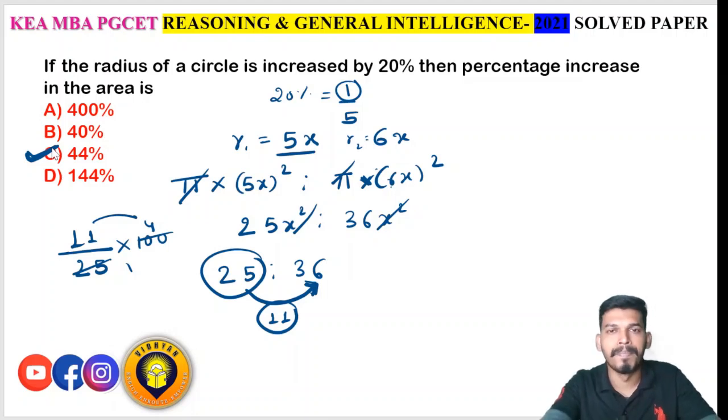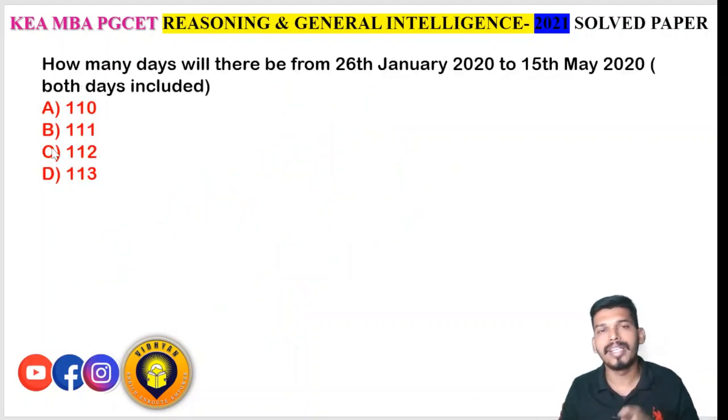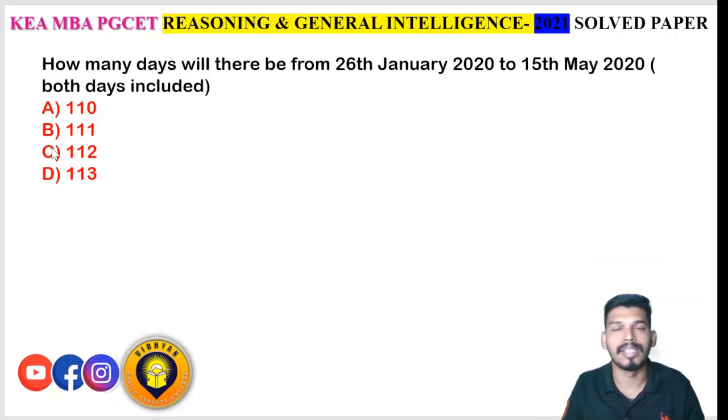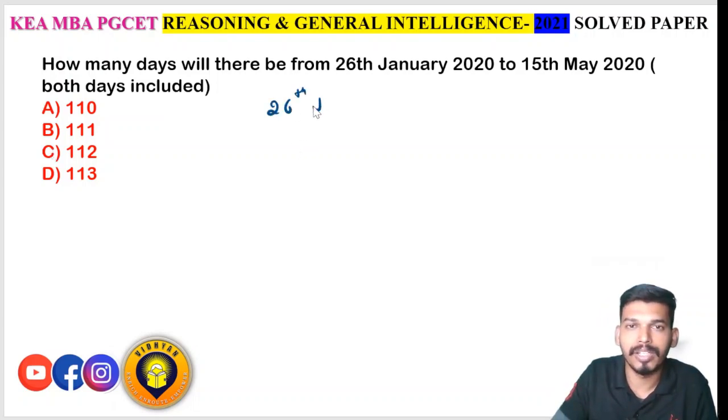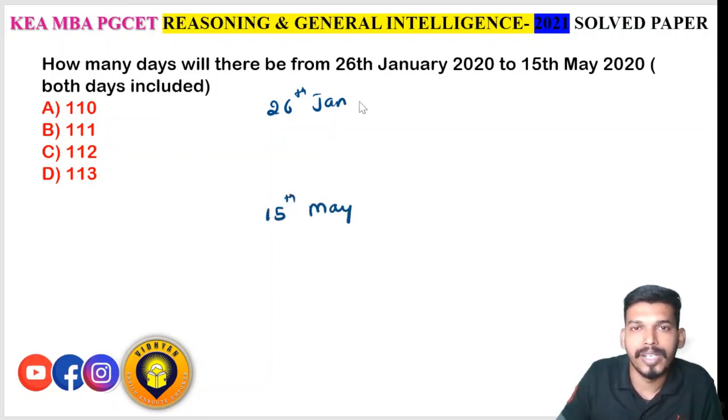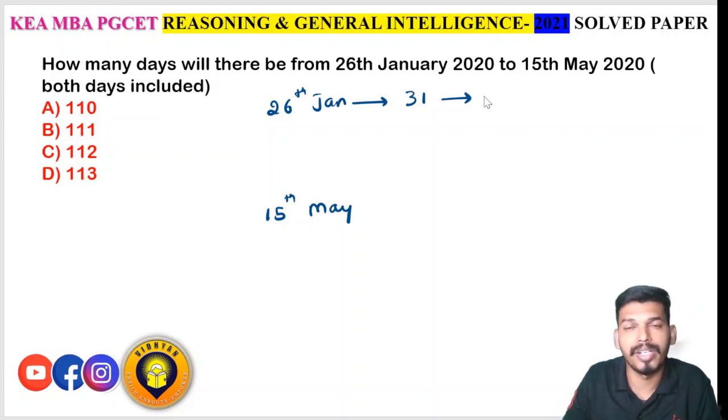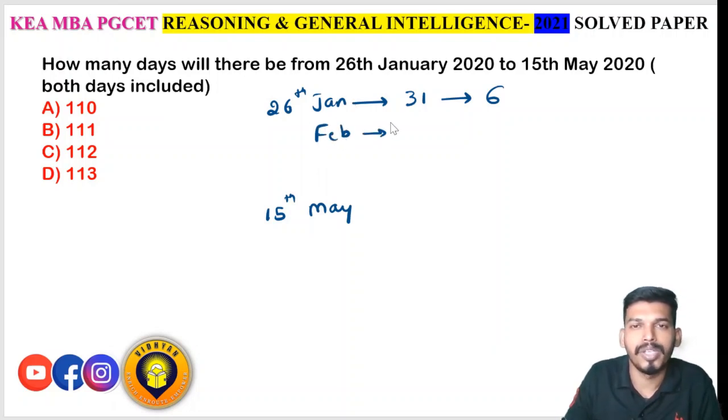Okay. Next one. How many days will there be from 26th January 2020 to 15th May 2020, both days included? So 26th January is included, and 15th May is also included. In January there are 31 days. From 26, if you count, 26, 27, 28, 29, 30, 31, that is 6 days. Then comes February. Here you have to check whether it is a leap year or a normal year. They have said 2020. If the last 2 digits are divisible by 4, then it is a leap year. So 2020 is a leap year.